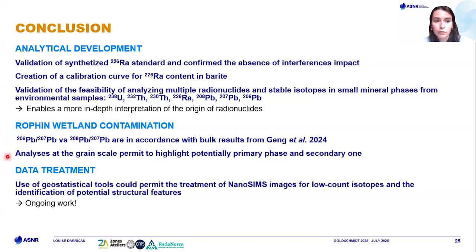And we saw that, for example, for the lead isotope ratio, most of them are in accordance with bulk results, so from former studies. And maybe we can see some primary phases and secondary phases for some of those results. So it's still ongoing work, but we are trying to use some geostatistical tools, and maybe we can see potential structural features for some phases, or even get access to better images of the ratio.